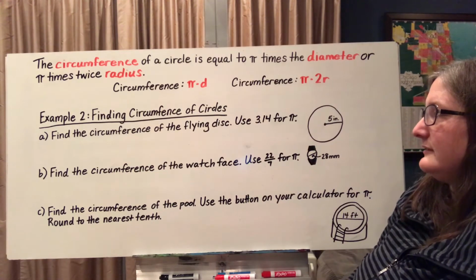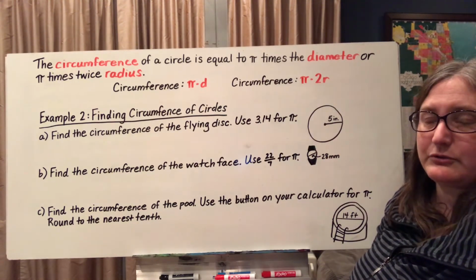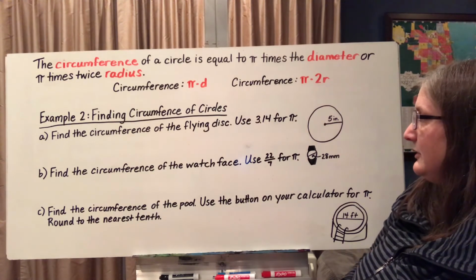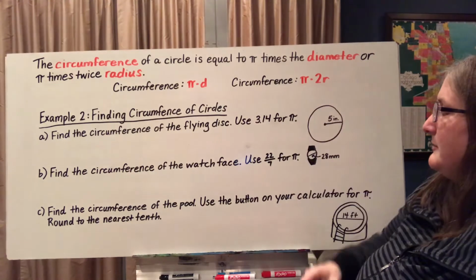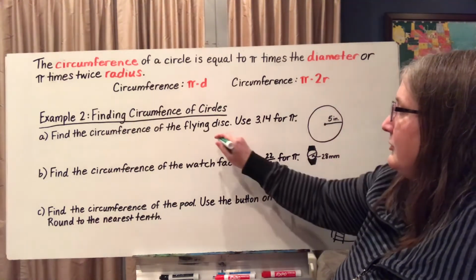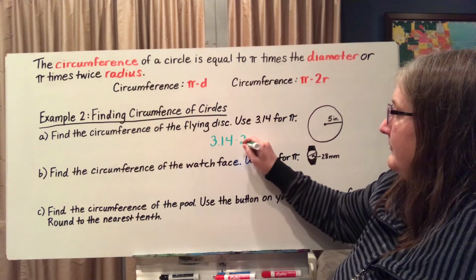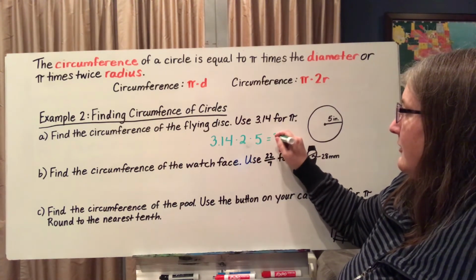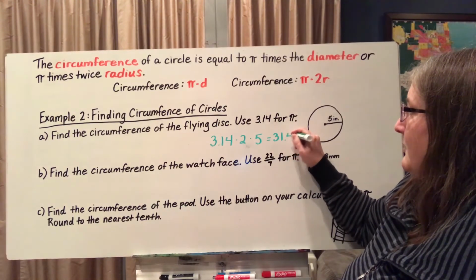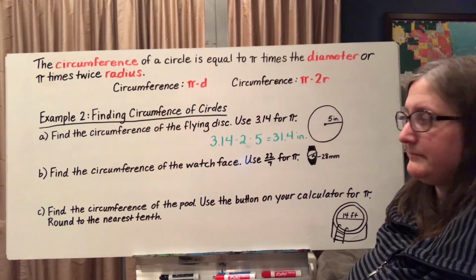So here I'm being asked to find the circumference of this frisbee, and they're asking us to use 3.14 as our approximation for pi. Since I'm given a radius, I'm going to use this formula. For pi, I'm using 3.14 times 2 times my radius of 5. And I can put that into my calculator, and I get 31.4 inches for my circumference.